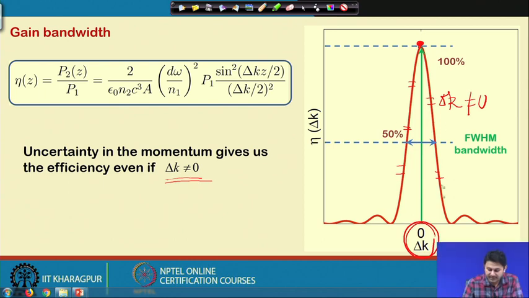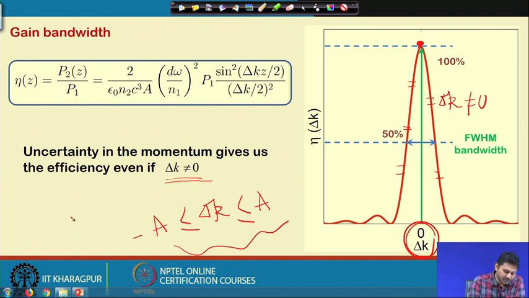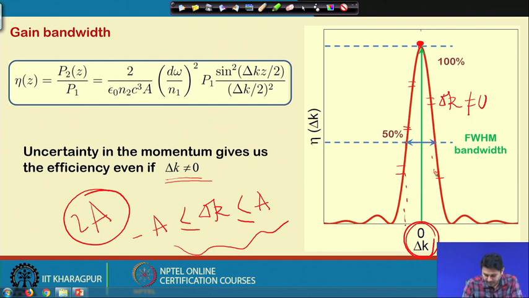So, that means there is a bandwidth of this efficiency curve. We have a certain range of delta k. So, if I say delta k is less than or equal to some value a and minus a, in between these two values, which is 2a, this is the quantity where we have the 50% efficiency, I have delta k equal to say some value called a.